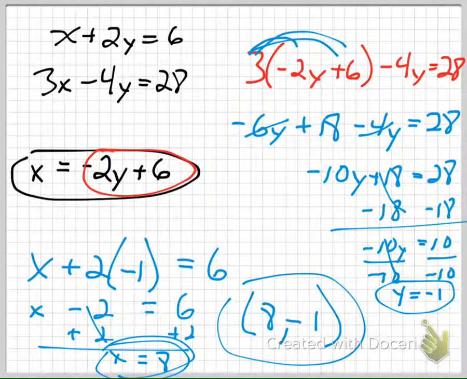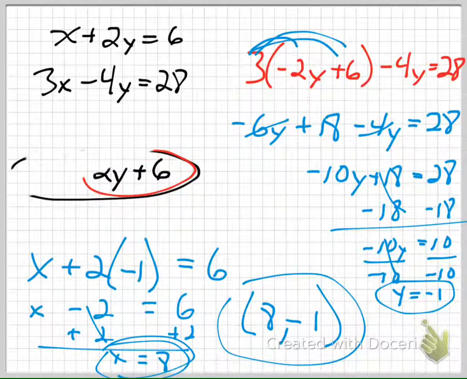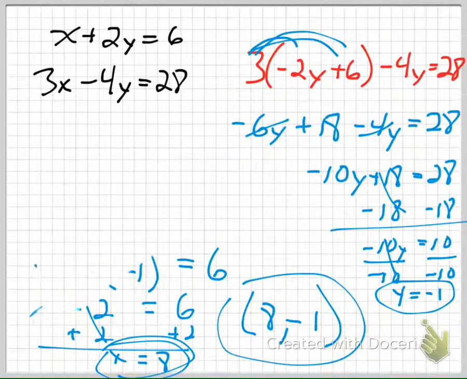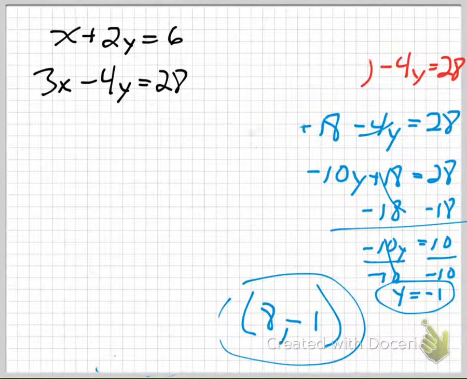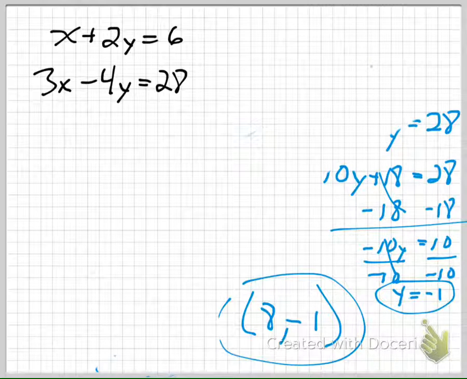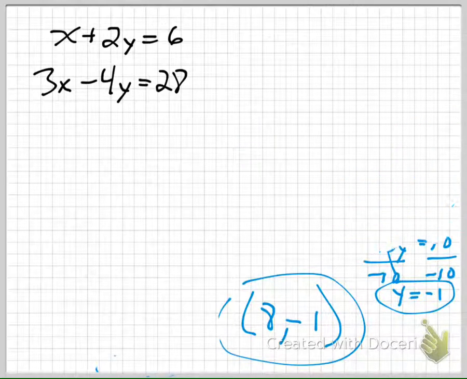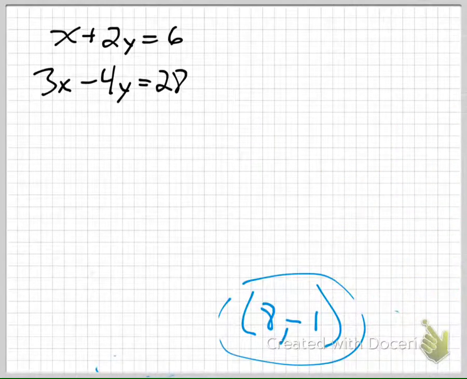Another way of checking is to do this. Plug in 8, -1 into both of those equations. Plug it into both. Let's try it. Let's get rid of everything else except our answer. On your paper, you would not erase this. You would just find more room. And you'd plug in 8 and -1.